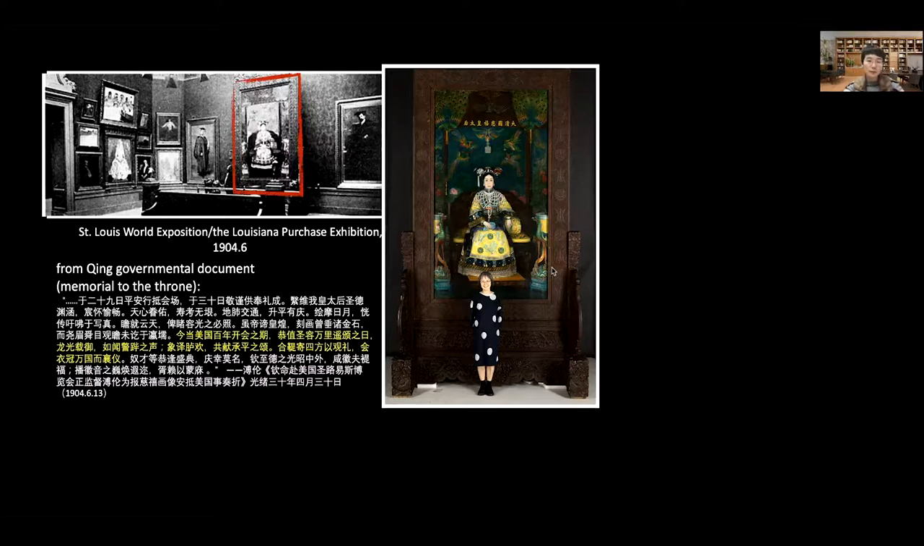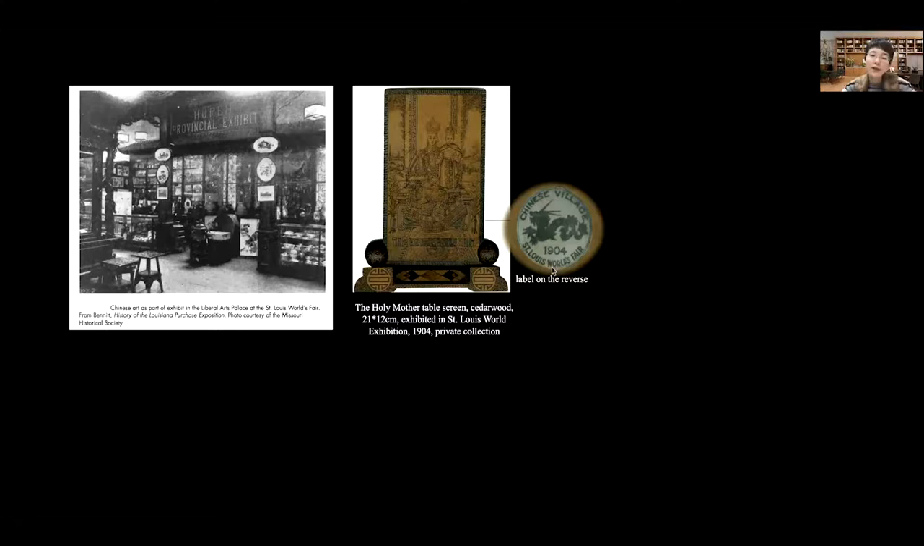It is at the same World Fair that the mysterious Holy Mother table screen was exhibited together. Scholars agree that this table screen was made in Shanghai in the French Jesuit orphanage Tushanwan workshop, the so-called cradle of Western painting in China, which is the earliest art college teaching and producing Western-style artworks.